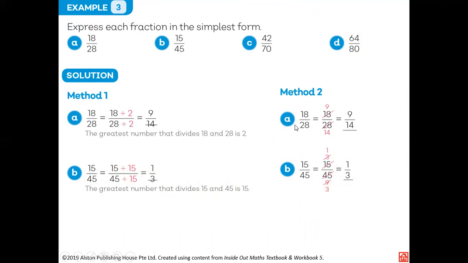Let's look at it this way. 18/28 is equal to 9/14.